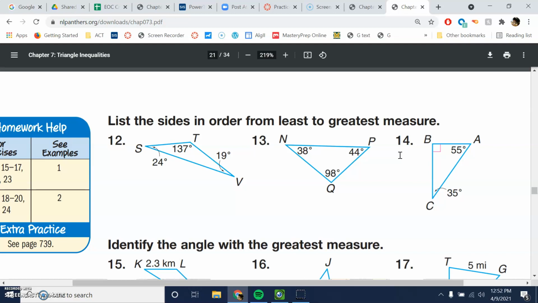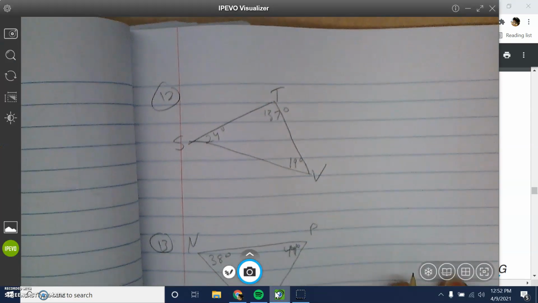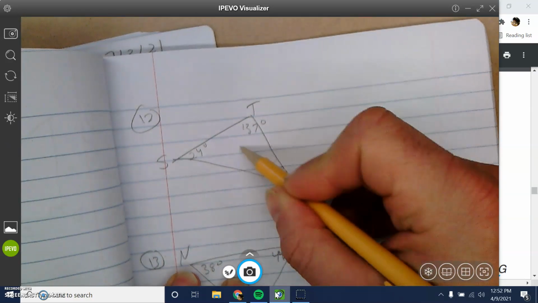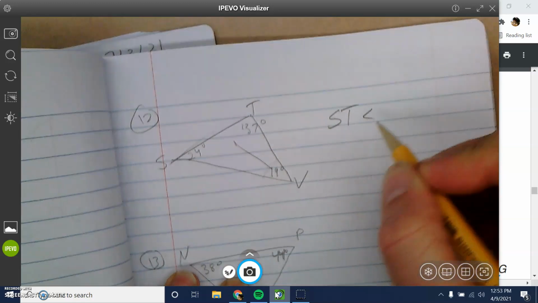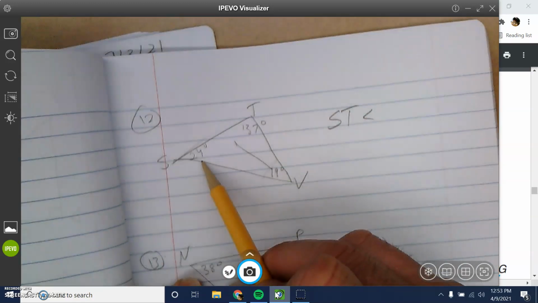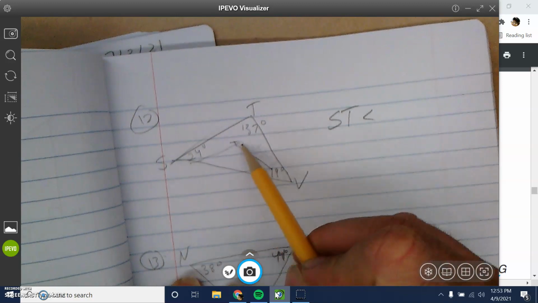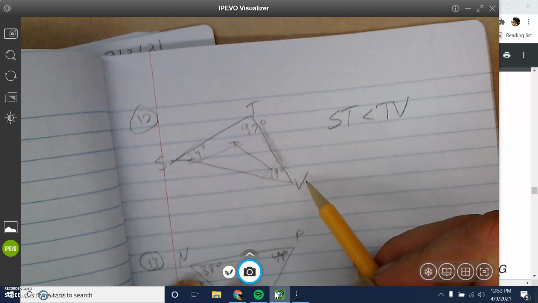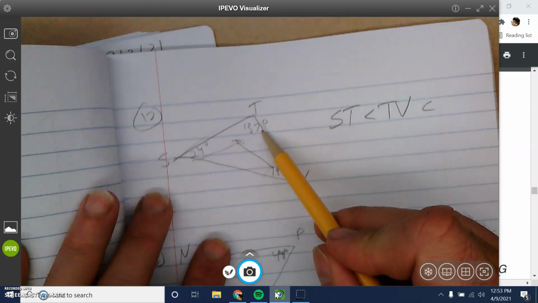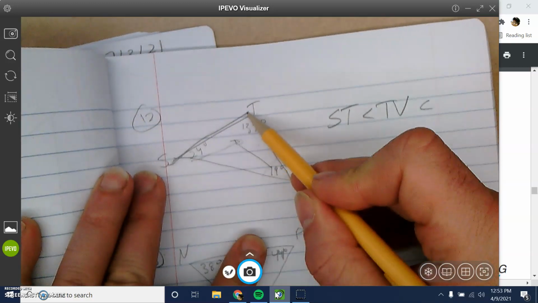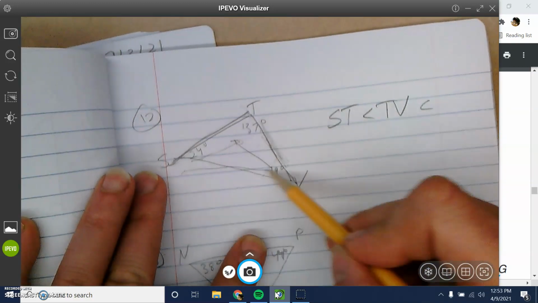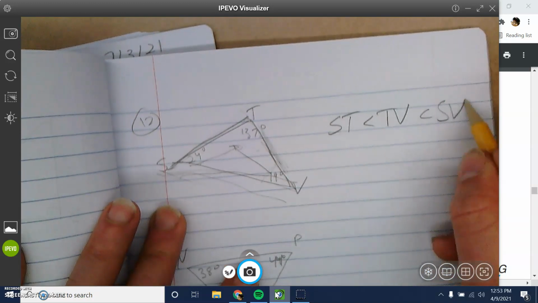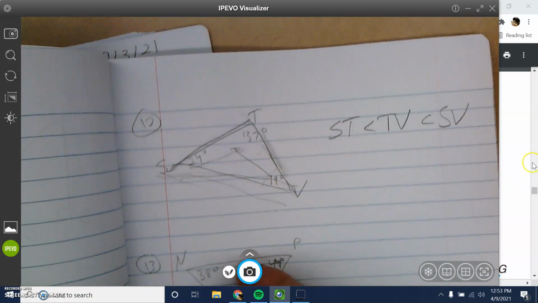All right, let's see if we got it. Boom. Okay, number 12. Least to greatest. So least angle is 19, so opposite that would be ST. Next least is 24, so opposite 24 is going to be the next biggest side, so that's going to be TV. And now the greatest side is obviously opposite 137, because look how much that opens up. Like, that opens up a lot, right? So that would mean that this distance is the greatest, so that's SV. Boom, got it. Cool. All right, try number 13 now.